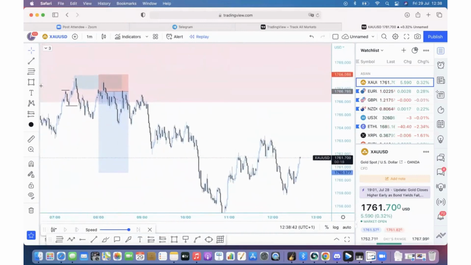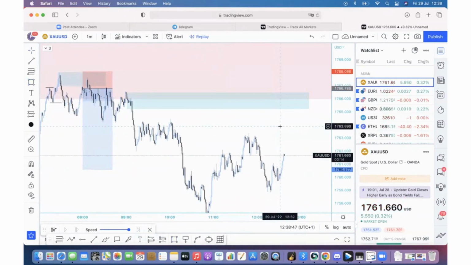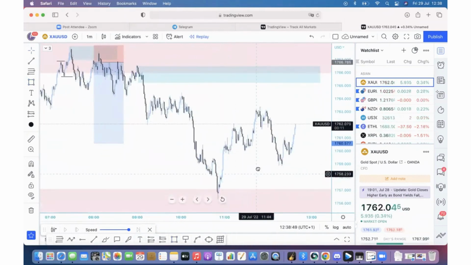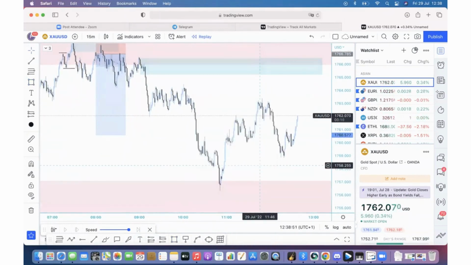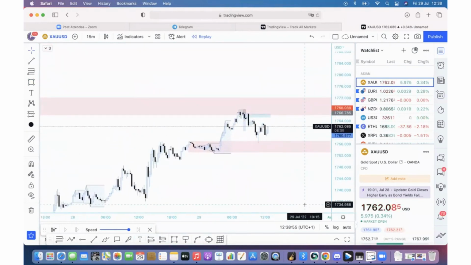Now that we're coming back, let's say that we reach this supply. I'm not really that confident in entering sells because we already reached the demand. We didn't break the demand. Demand is still in control, and I'm not that interested.